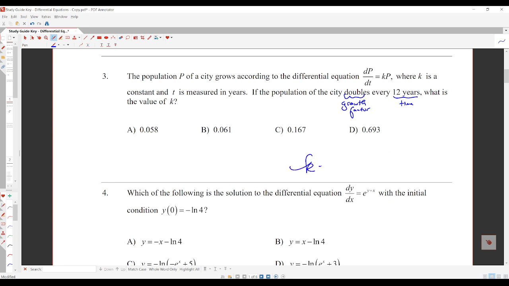And so we said that k is going to be the ln of the growth factor divided by 12, the time. So it's going to be the ln of 2 over 12, and the ln of 2 over 12 works out to be 0.058.